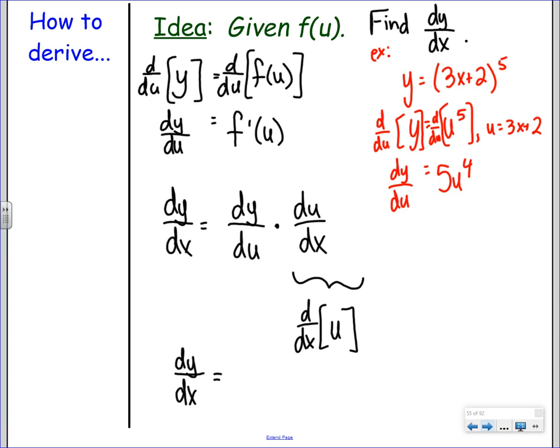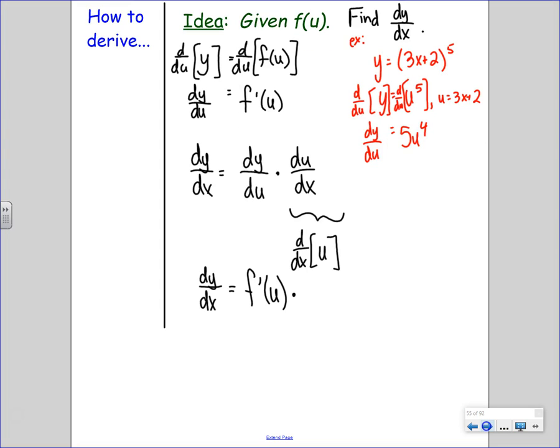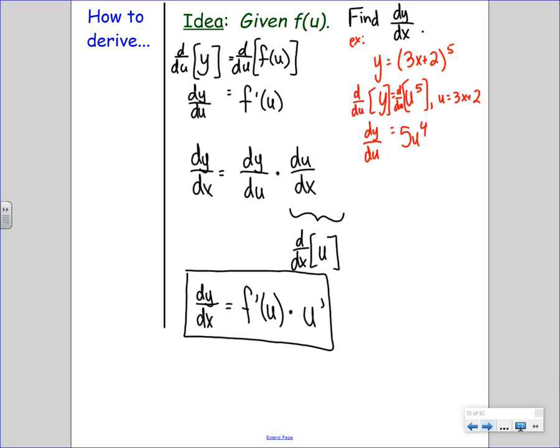Who is dy du? F prime of u, right? F prime of u. How can I shorten or make more simple d dx of u? U prime. So I take the derivative of f, keep the u, times the derivative of u. Hey, isn't that what's on the board? Derivative of the outer, keep the inner, times derivative of the inner. So I think of the inner as a u, take the derivative of what's outside, times the derivative of what's inside. So what am I going to do over here?